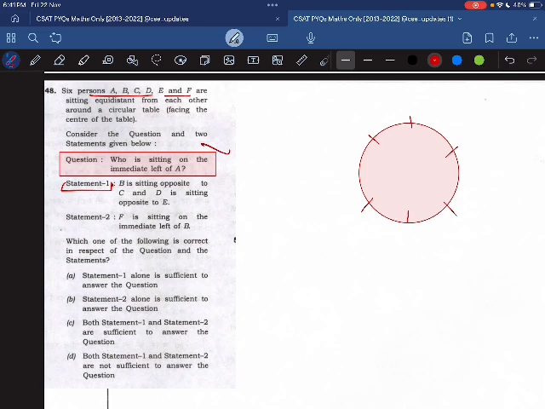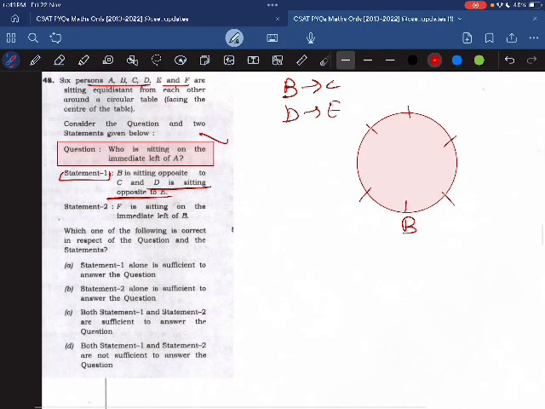Statement 1 alone says that B is sitting opposite to C and D is sitting opposite to E. So suppose B is sitting here, this is B, so C will definitely sit opposite. Now we have to analyze where D and E will be sitting.